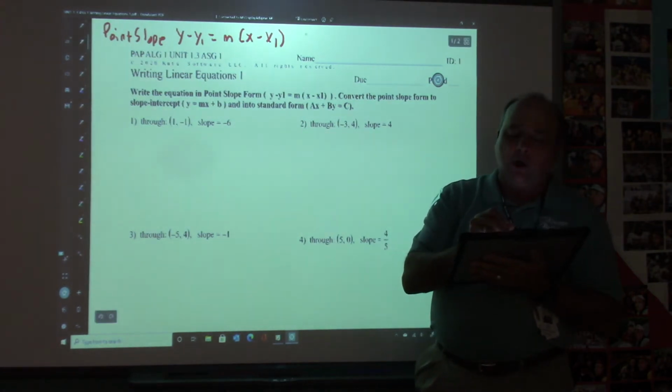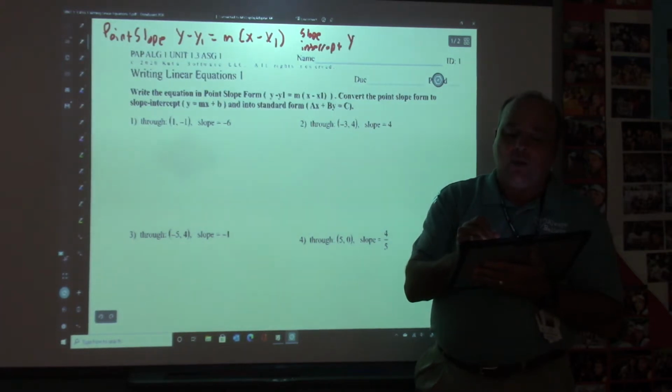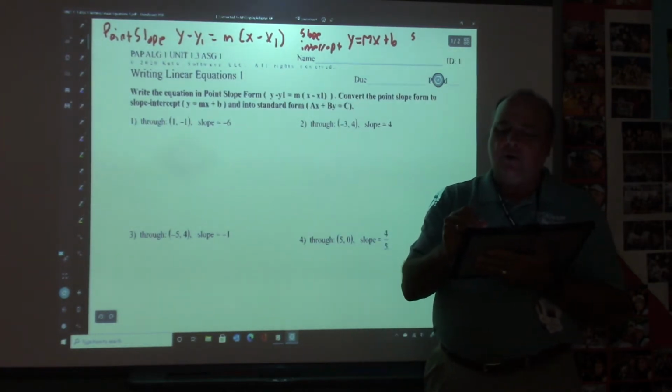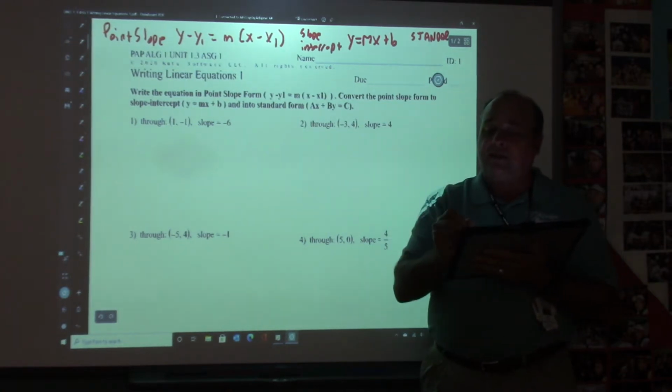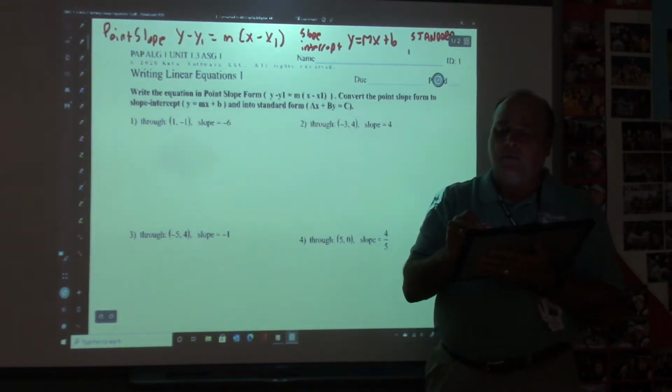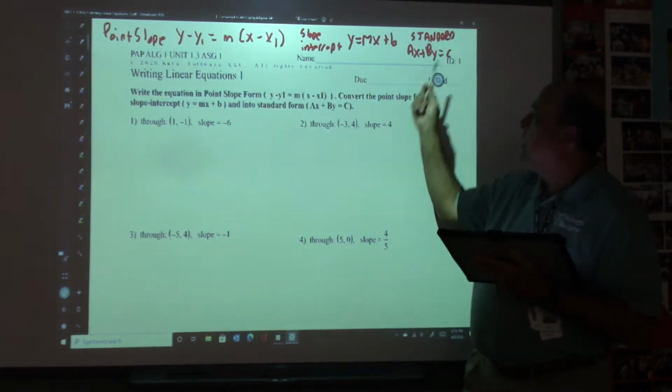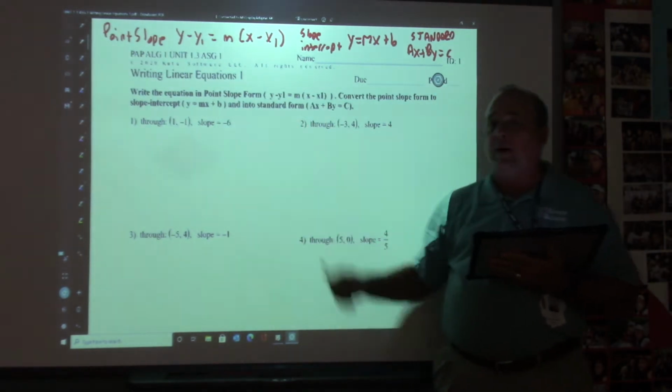You should know slope intercept. This is what you started off with. It's y equals mx plus b, right? And then lastly is standard form, which you learned last lesson. Standard form is ax plus by equals c. So these are the 3 forms you need to know, and I put them all in here in the directions.